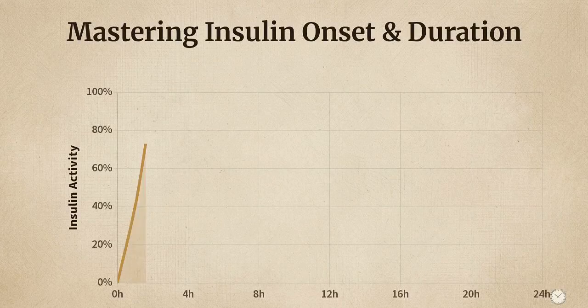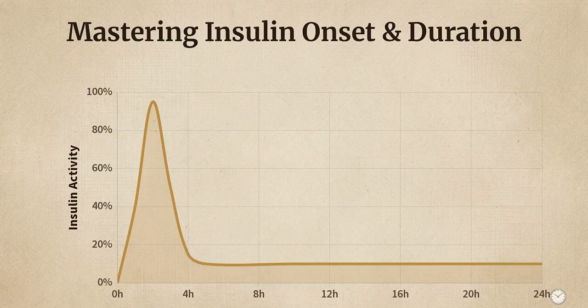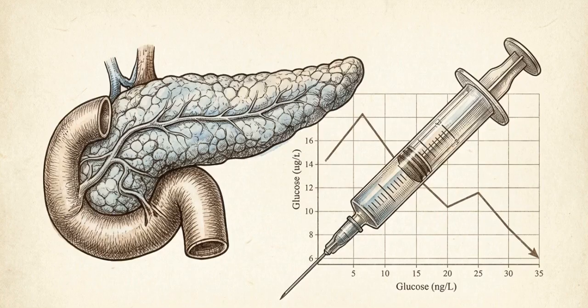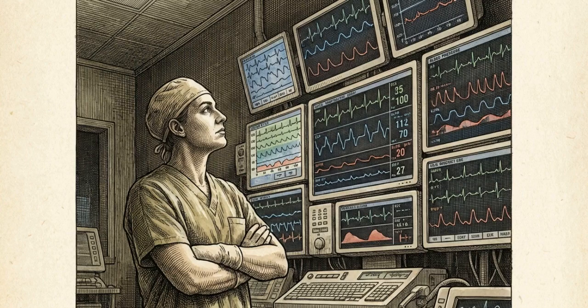Mastering exogenous insulin means calculating exactly how quickly a preparation works and precisely how long it lasts. You match that pharmacokinetic curve to the specific pathological deficit, while rigorously monitoring the severe drug interactions and cellular electrolyte shifts it triggers throughout the system.